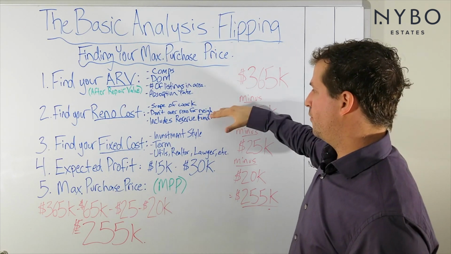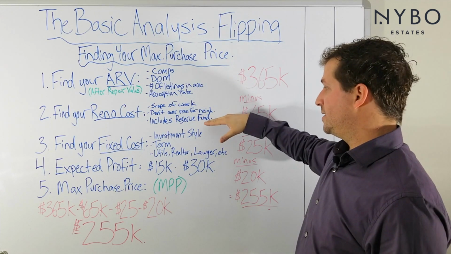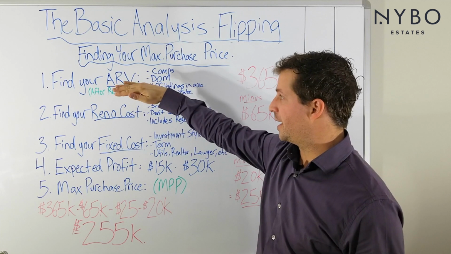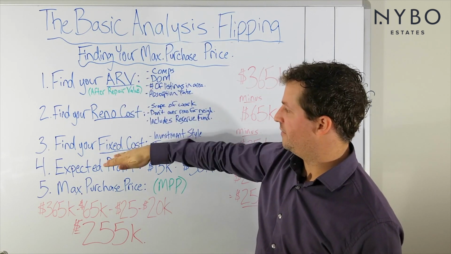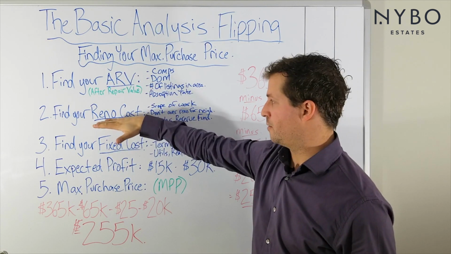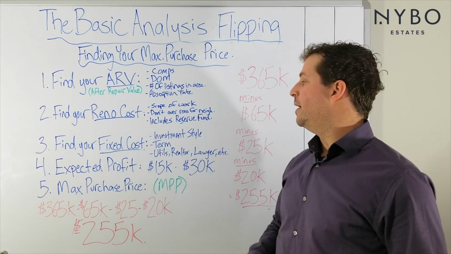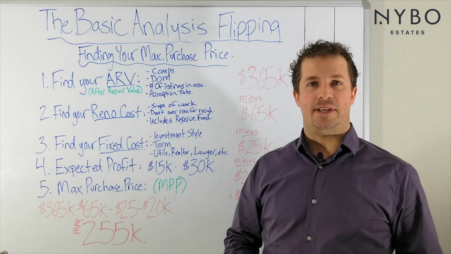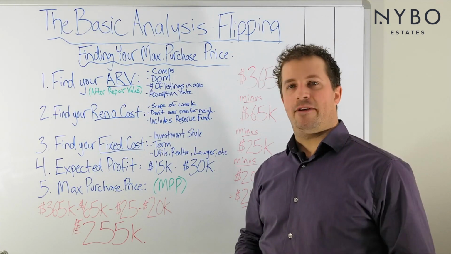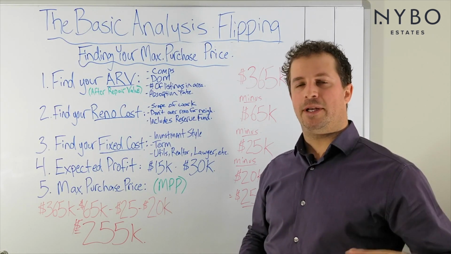So don't over renovate for the neighborhood, like I said. This includes your reserve fund. So these are the 3 categories: ARV, renovation cost, fixed cost. Those are the 3 big ones. And your renovation cost includes your reserve fund, so make sure that you add that in there. And what we typically do is we put 10% of the renovation budget. Depending on the renovation budget and the age of the home, it all plays into it.